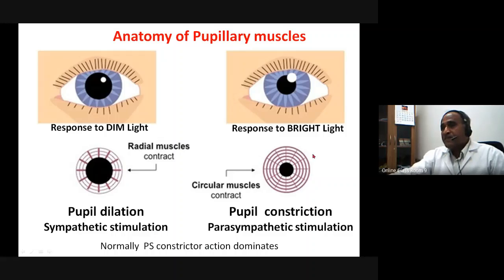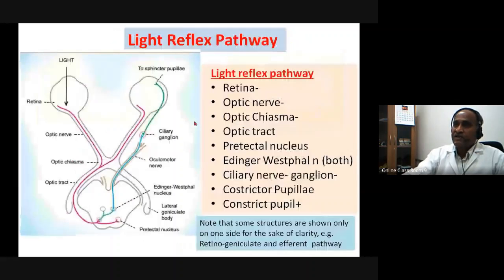Usually the parasympathetic component, that is the constrictor part, is more dominant than the sympathetic component. This is about the anatomy of the pupillary muscles. Now, moving further, light reflex.